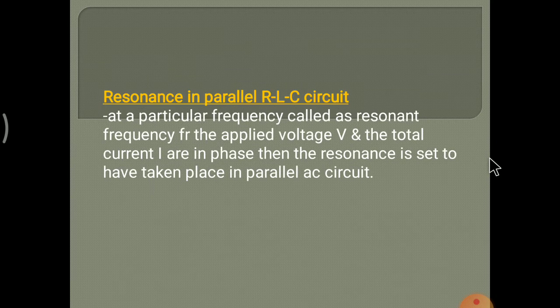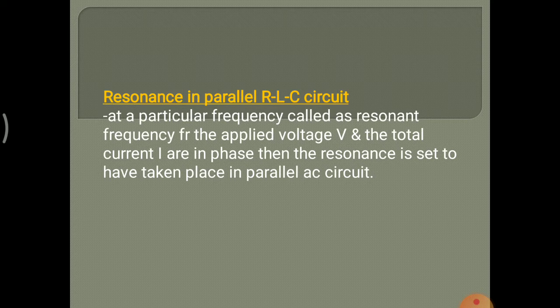Resonance in a parallel RLC circuit occurs at a particular frequency called the resonant frequency Fr. When the applied voltage V and the total current I are in phase, then resonance is said to have taken place in the parallel AC circuit. When the supply voltage and total current of the circuit are in phase, then the parallel RLC circuit is said to be a resonant circuit. A particular frequency at which the resonance condition occurs is called the resonant frequency.